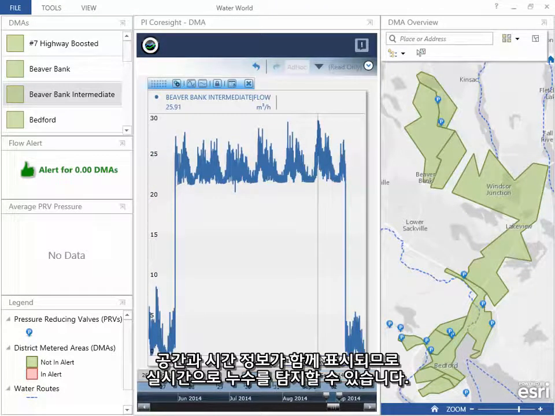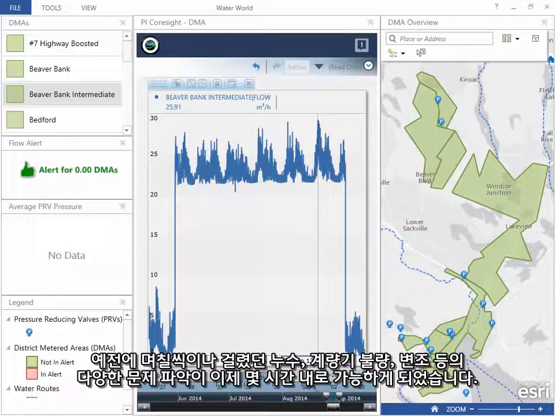Thanks to the combination of space and time information, real-time leakage detection is possible. We are now able to identify an issue, which could be a leak, a bad meter, tampering, or others, within hours as opposed to days.